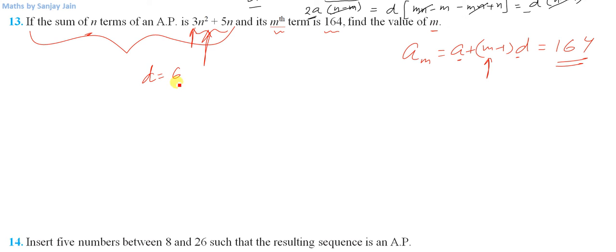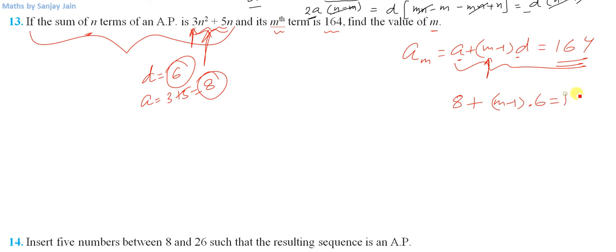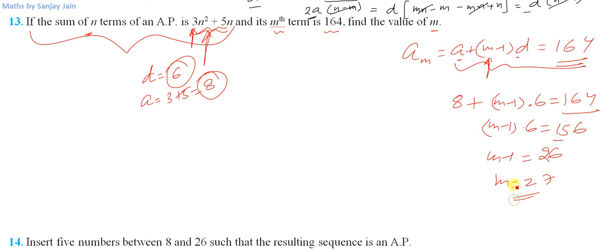And common difference is 6, and what is the first term? This is sum of n terms. So if I place n equal to 1, I will get the first term, which is 8. So first term is 8, d is 6. How difficult is it to find m if I have got this relation? Let me see. 8 plus m minus 1 into 6 is equal to 164. So m minus 1 into 6 is equal to 156, and m minus 1 will be equal to 26. So m is equal to 27. This is how you will find.